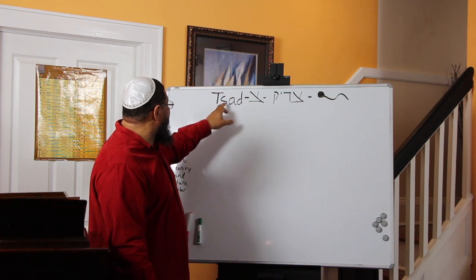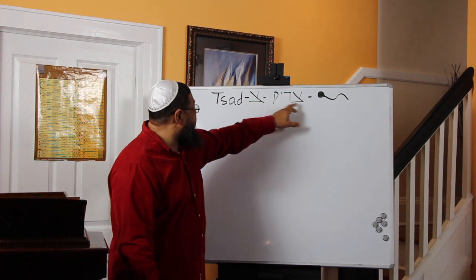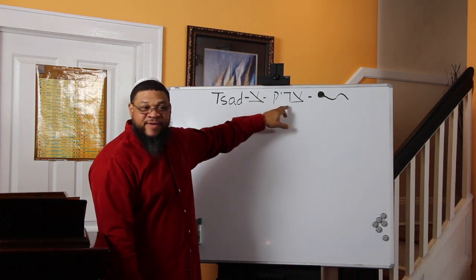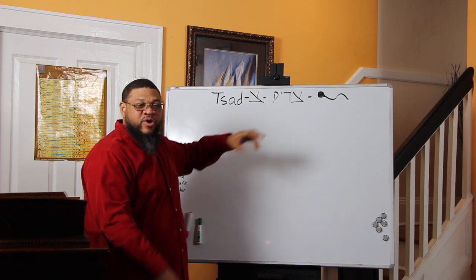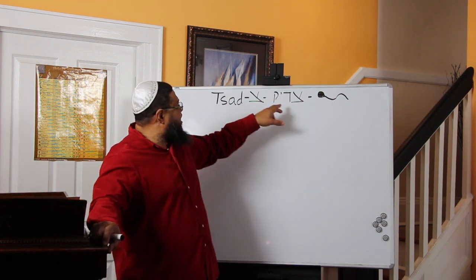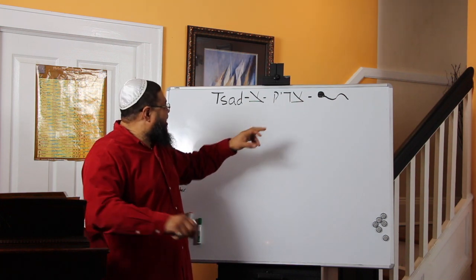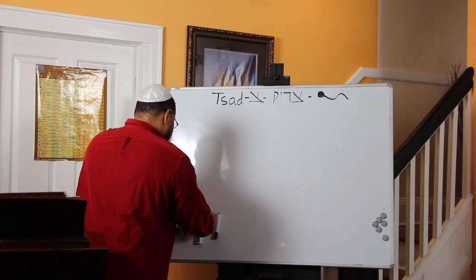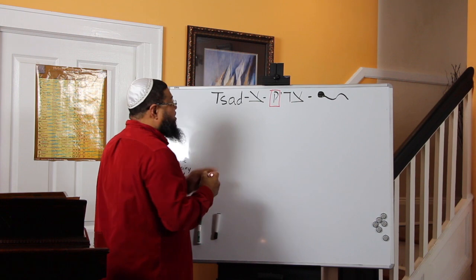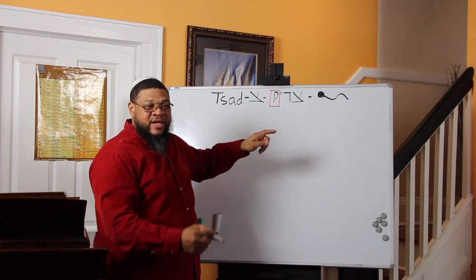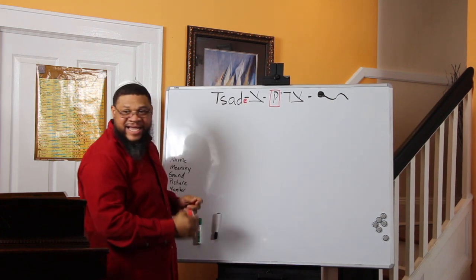Tsade is three words. You see, Tsadiq. If you watch here, you'll see Tsadiq, because one of the rabbis over the years added the kuf at the end. But the name of the letter, if we remove this kuf here, is Tsade. So this is where you have the E at the end.